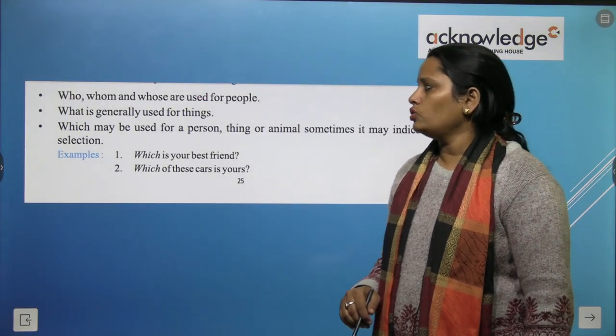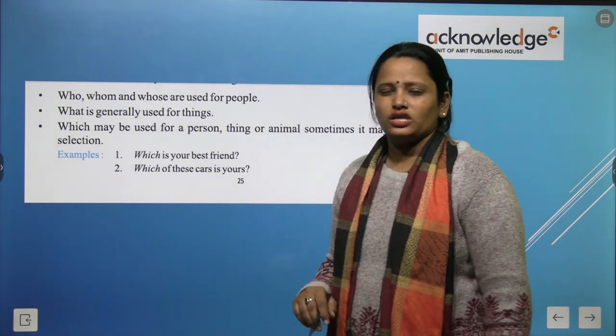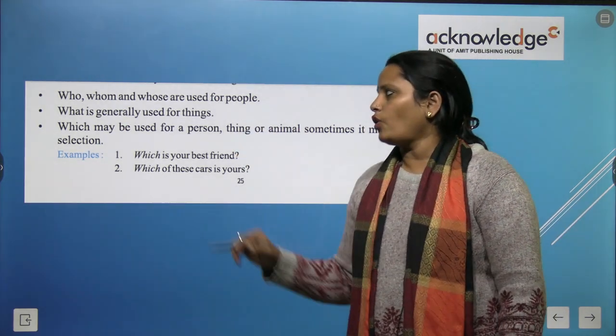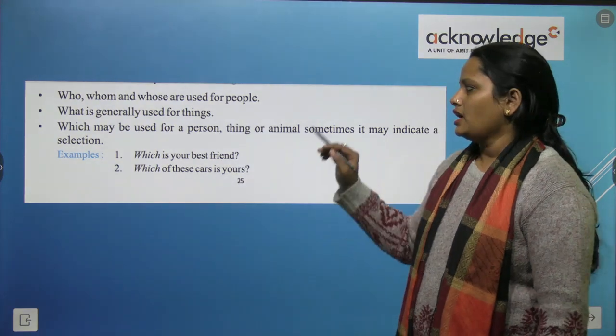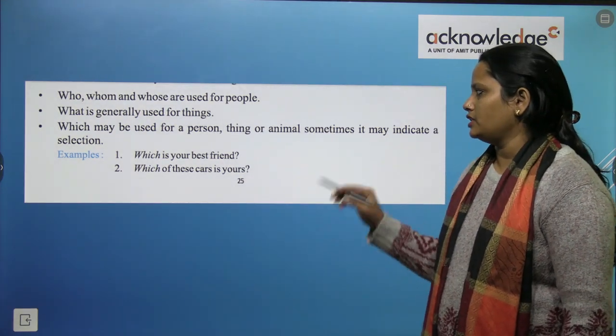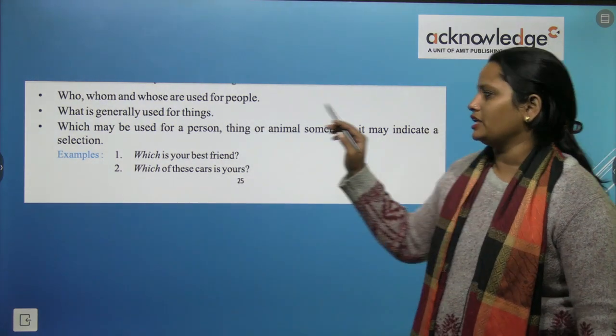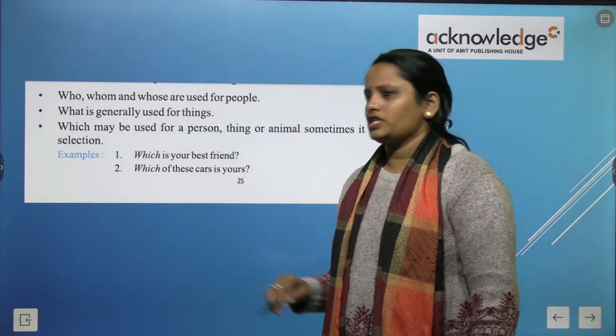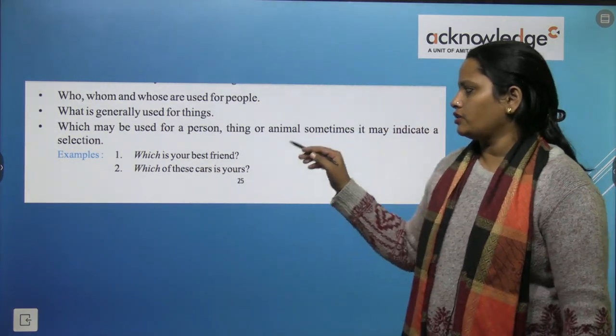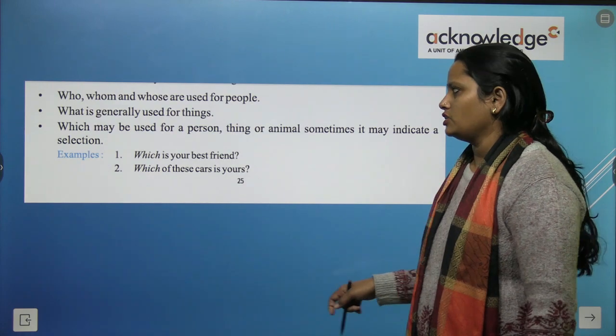Now, who, whom and whose are used for people. So ये सब चीजें people के लिए यूज होती हैं. What is generally used for things, and which may be used for person, thing or animal. Sometimes it may indicate a selection. Which is your best friend and which of these cars is yours.